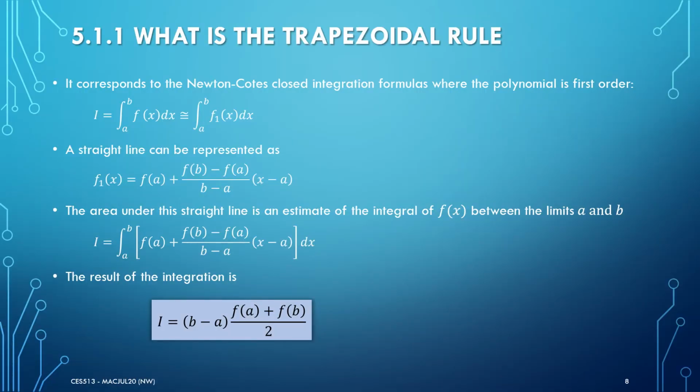Alright, what is the trapezoidal rule? It's actually the first of the Newton-Cotes closed integration formulas. It corresponds to the case where the polynomial function in the integration formula before this is first order. As we can see here, the polynomial function is first order, so a straight line can be represented as this function: f1(x) equals f(a) plus [f(b) minus f(a)] divided by (b minus a) multiplied by (x minus a).